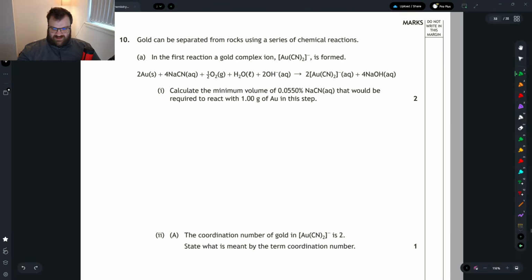Next one, we're dealing with a percentage by volume that we're trying to react with a certain chemical.